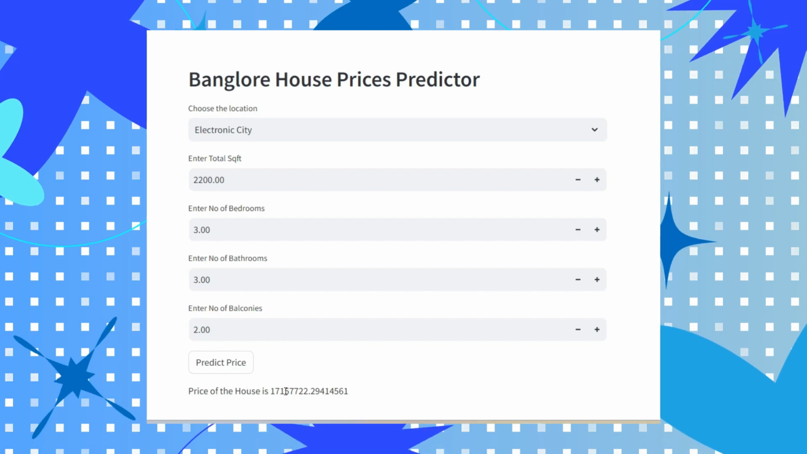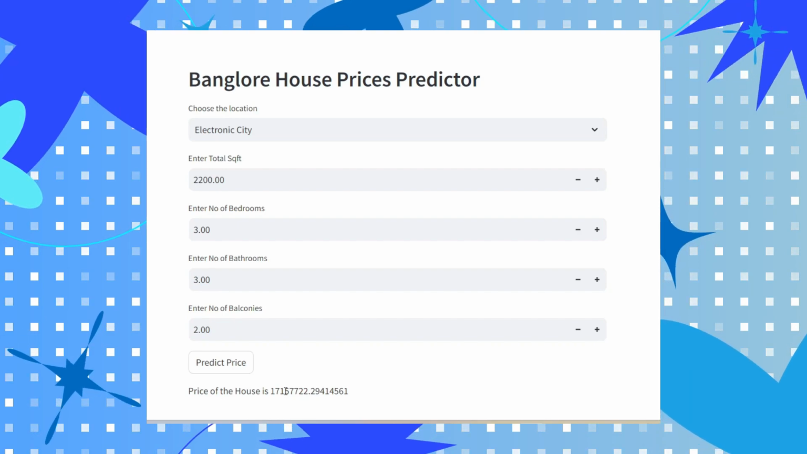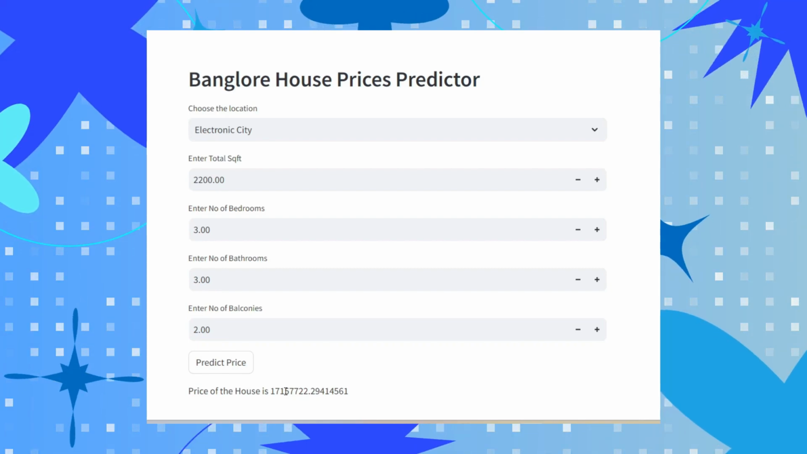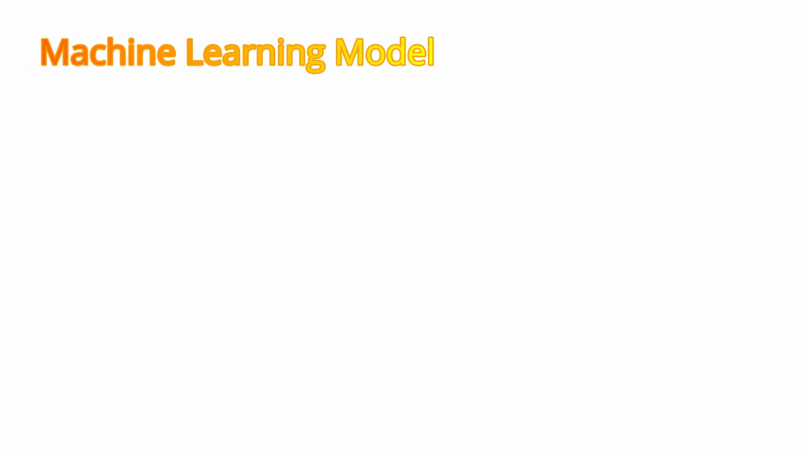It takes 5 inputs: one is the location, another is the total square feet, and then the number of bedrooms, number of bathrooms, and number of balconies. Then it will predict the price. First things first, we are going to build a linear regression machine learning model to predict the house prices. For this, we would need the Bangalore house prices across different areas.